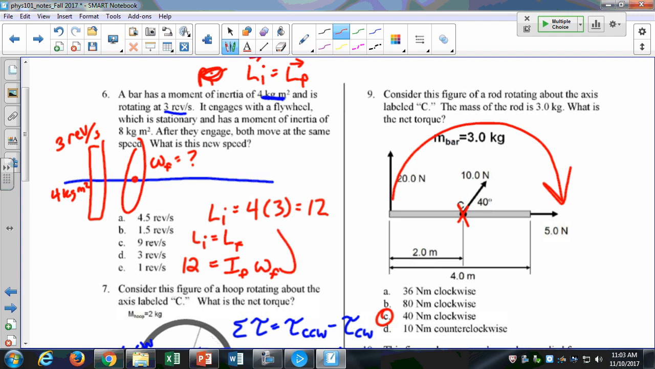And the final moment of inertia is going to be 4 plus 8, because my flywheel has a moment of inertia of 8 kilogram meters squared. 4 here, 8 here. I just add them together, because moments of inertia add up like mass. And so omega is equal to 12 divided by 4 plus 8, which is 12, and that's equal to 1. 1 revolution per second. Notice I didn't have to convert my velocity to radians here. The units carry over. That's a good example of a momentum question, like you'll see on the test in a couple of weeks. Okie dokie?